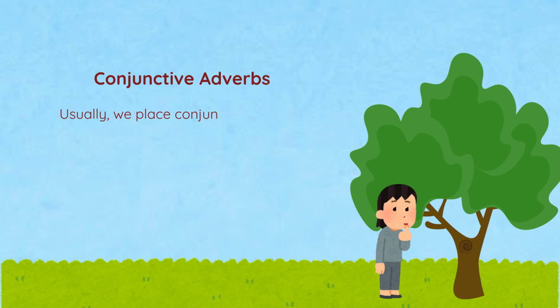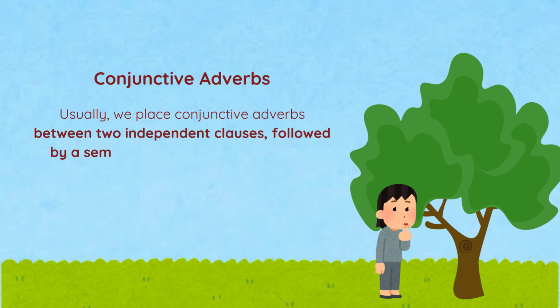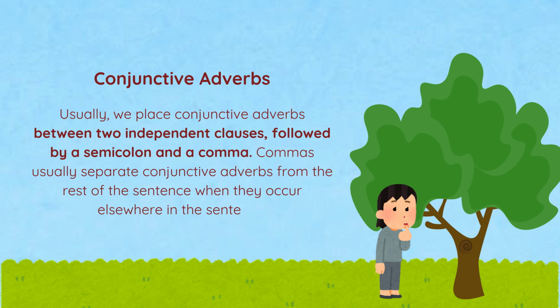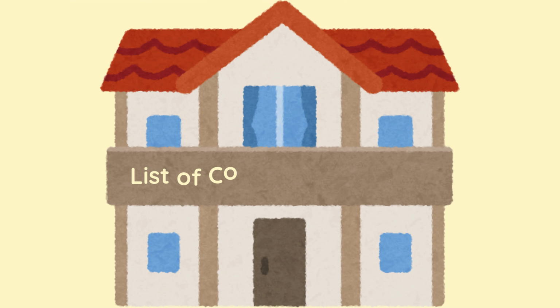Usually, we place conjunctive adverbs between two independent clauses, followed by a semicolon and a comma. Commas usually separate conjunctive adverbs from the rest of the sentence when they occur elsewhere in the sentence. Let's look into the list of conjunctive adverbs.